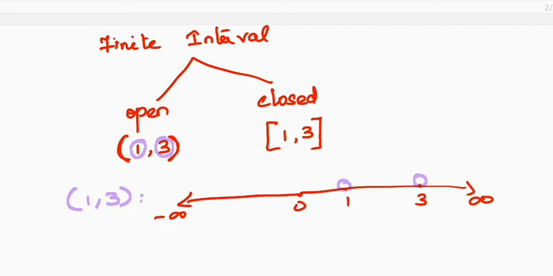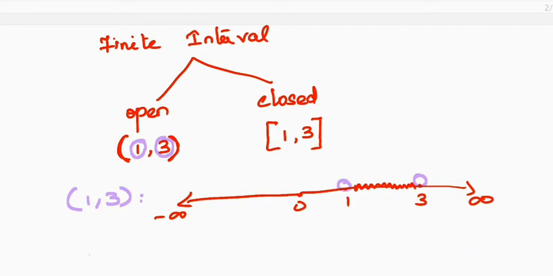So in between what you will have? You will have all the real numbers in between 1 and 3, all real numbers except the end points. Okay, so it uses parenthesis. This is called the open interval. Open interval means what? It's the set of all real numbers between those ends, but the end points are not included.